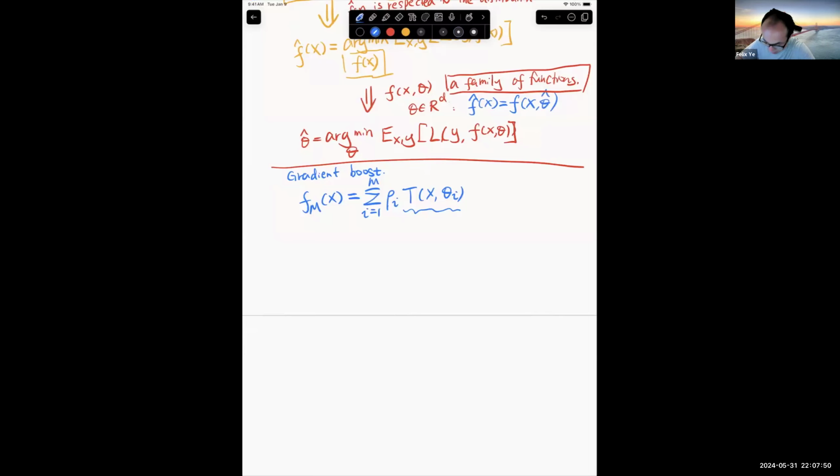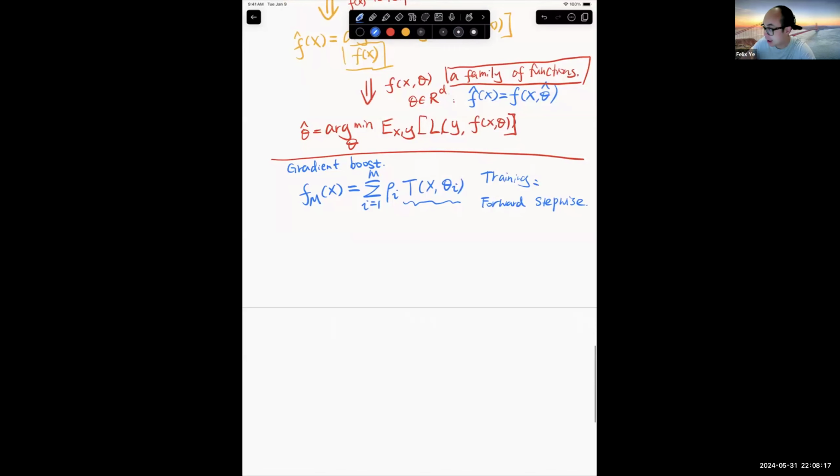The training process is basically forward stepwise. The current tree is being trained based on the result of the previous. The number of trees that we have is m, so we have m trees that need to be trained. The whole idea is given as follows.